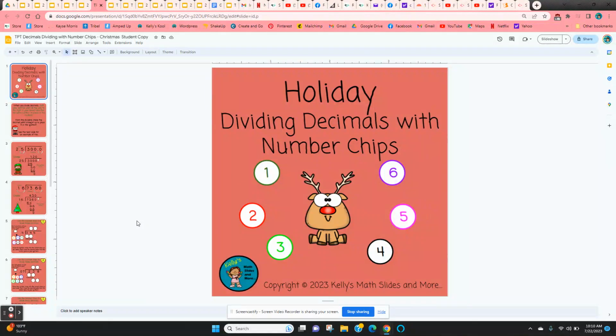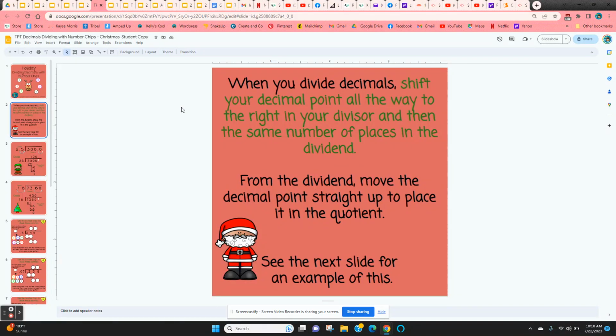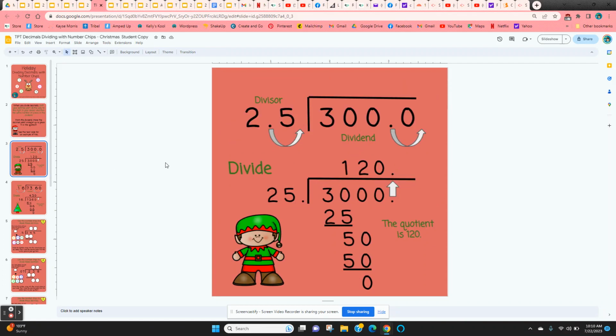Dividing decimals with number chips. This is the holiday version. This is a digital lesson, and it starts with explaining to the students how to shift the decimal point when they're dividing decimals. And then it gives them a couple of examples.